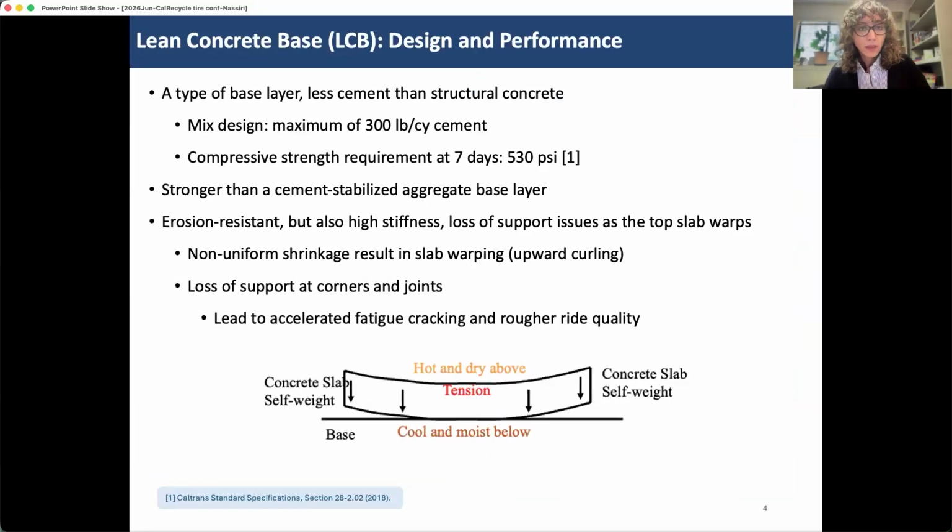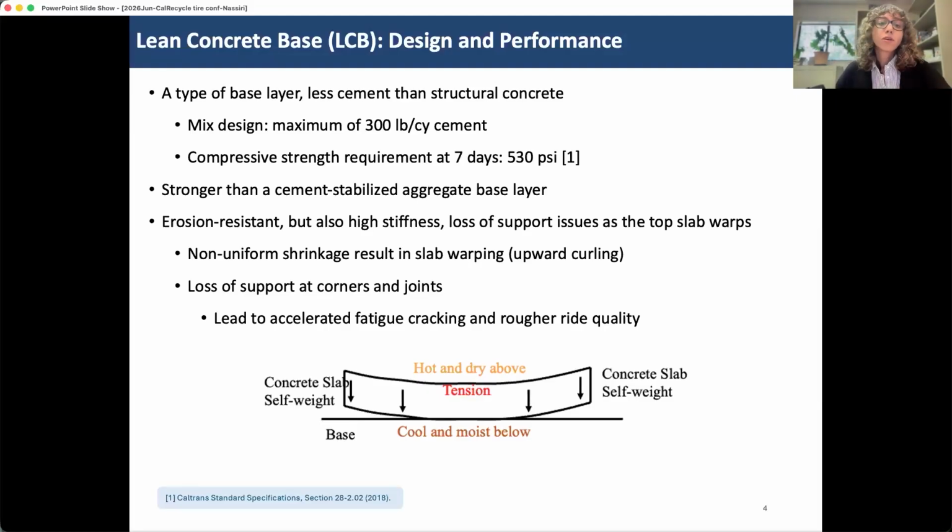Now, one of the types of materials commonly used as a base layer is called lean concrete base, LCB. This is a type of base layer that uses cement in it to become stiffer and stronger. But as the name indicates, it is lean compared to structural concrete, the top layer, which could have anywhere between 5.5 and 6.5 sacks of cement. This is only about 3 sacks of cement, which is 300 pounds of cement per cubic yard.